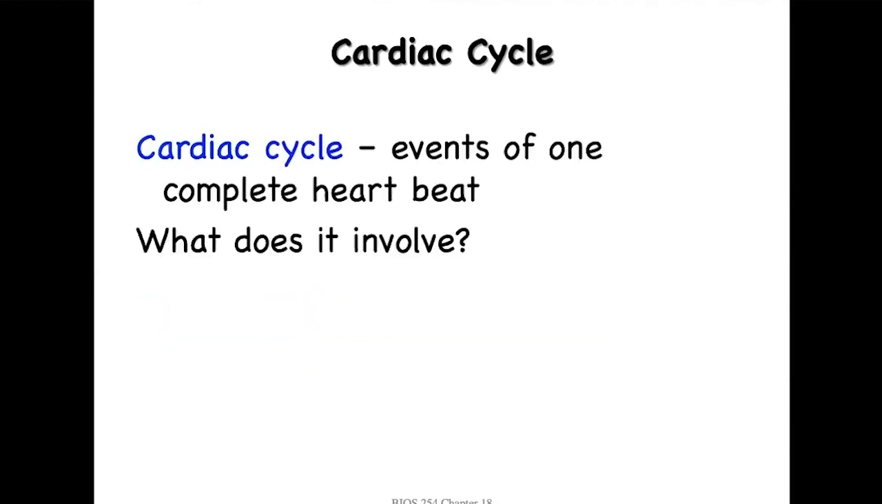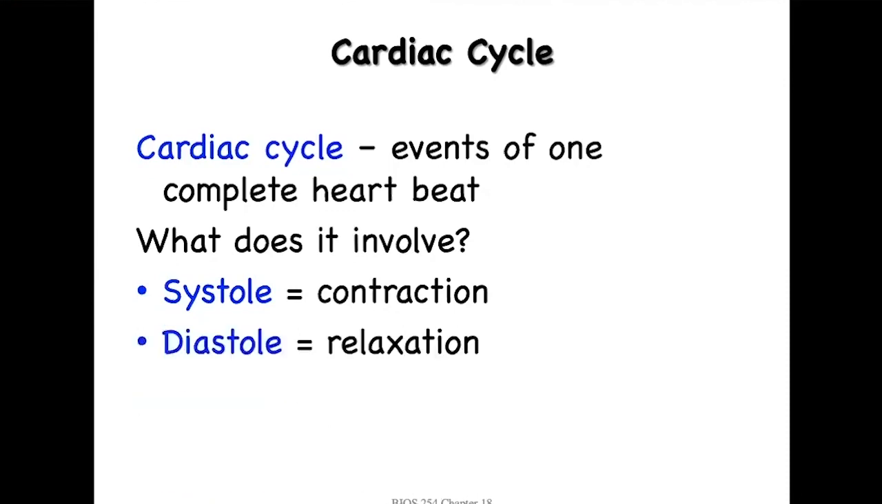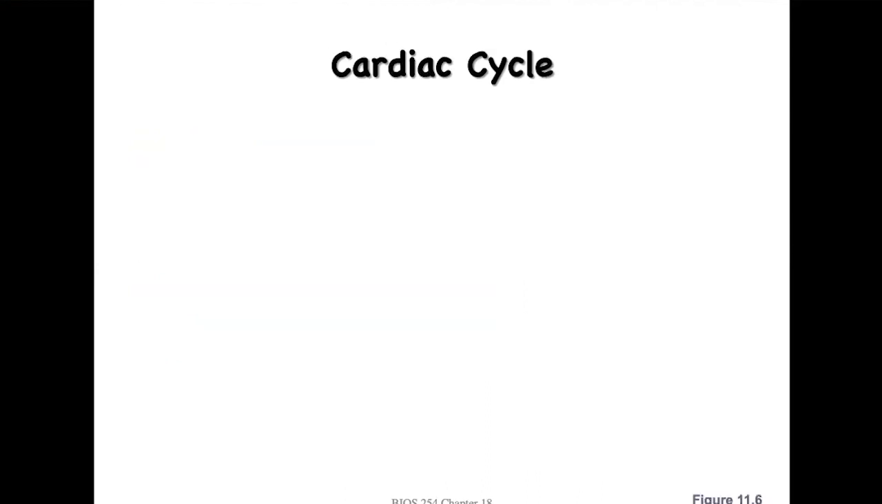Before we move on to the cardiac cycle, let's look at some terms. The term systole refers to the contraction of the cardiac muscles. So when the atria contract, you are in atrial systole. When the ventricles contract, you are in ventricular systole. The term diastole means that the cardiac muscle is actually relaxing, so you can have atrial diastole as well as ventricular diastole.